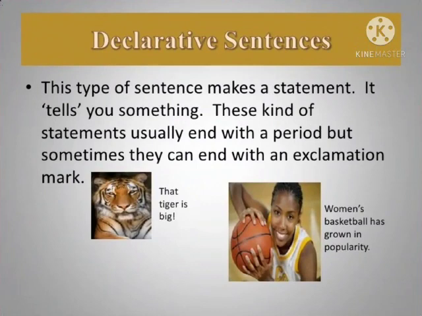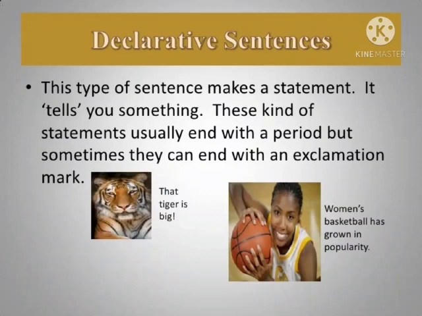So first one is declarative sentences. This type of sentence makes a statement. As I told you, this type of sentence makes a statement. It tells you something. They give you some information. These kinds of statements usually end with a period, but sometimes they can end with an exclamation mark. For example, "Women's basketball has grown in popularity." It's a simple statement and it ends with the full stop. So it's a declarative sentence.